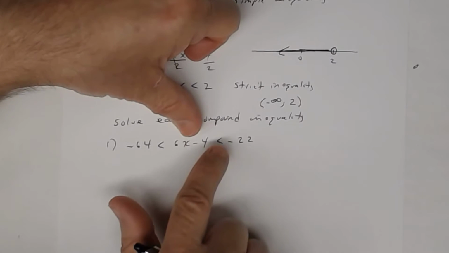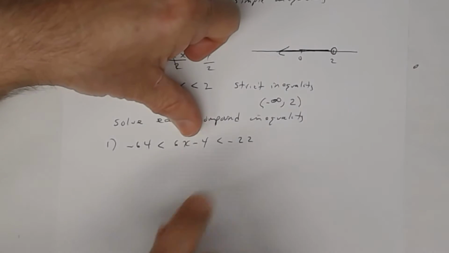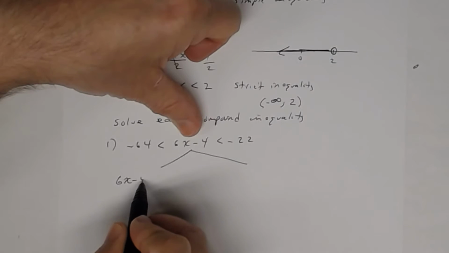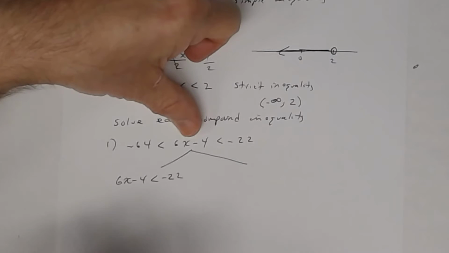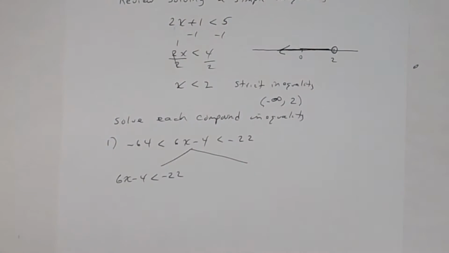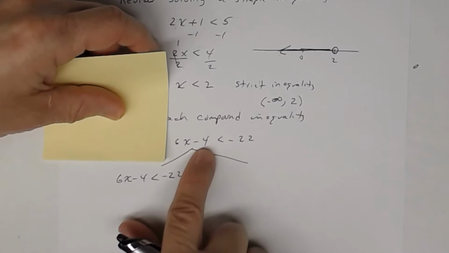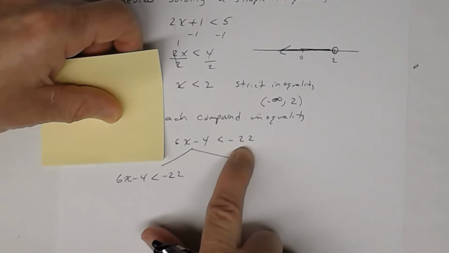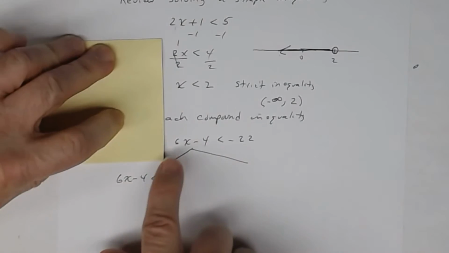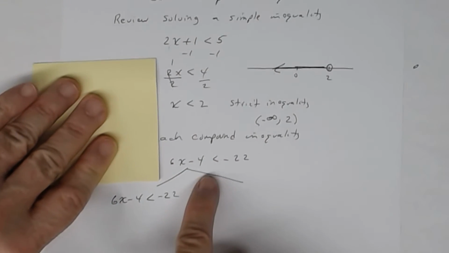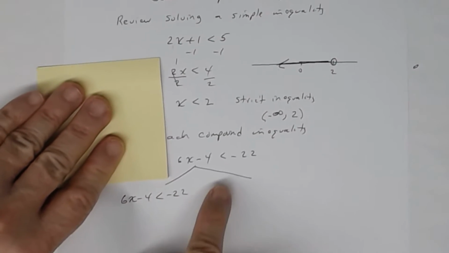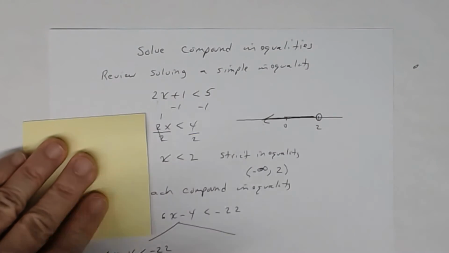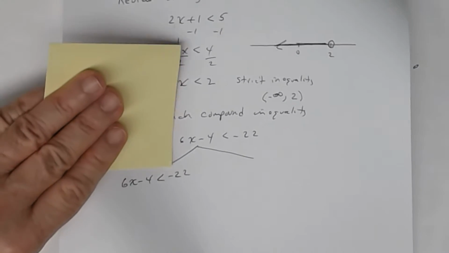6x minus 4 must be less than negative 22. I'm going to split it up like this. 6x minus 4 must be less than negative 22. That is what this part says. So notice I'm covering up this part here. So 6x minus 4 is less than negative 22. When I cover that part up, it kind of looks like a very simple inequality, doesn't it? So that's one approach. One approach is to rewrite this as a simple inequality that you can easily deal with.